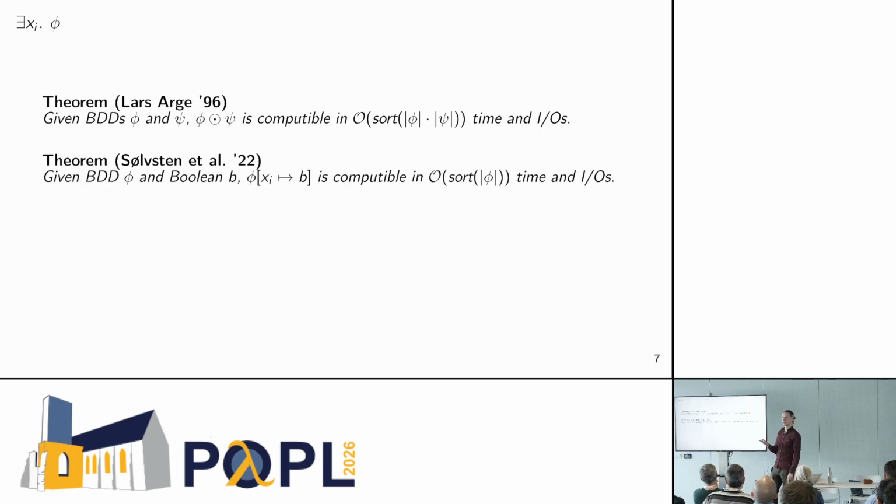So how does the complexity of this look? Well, similar to before, we might have a formula phi and psi. We want to compute the AND and the OR of these. It looks like the same thing, but slightly different. It's the sorting complexity, which usually in time means going from n to n log n. So we add a logarithmic factor on top of it.